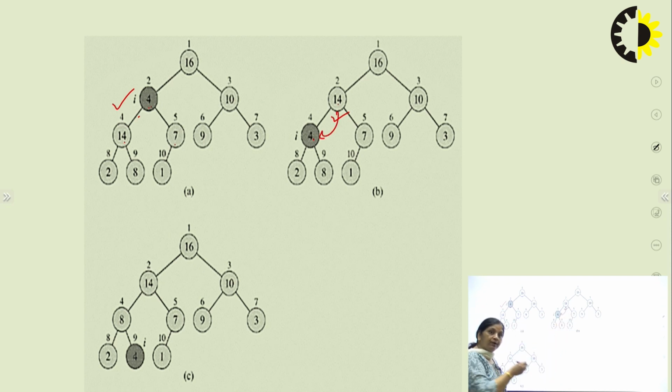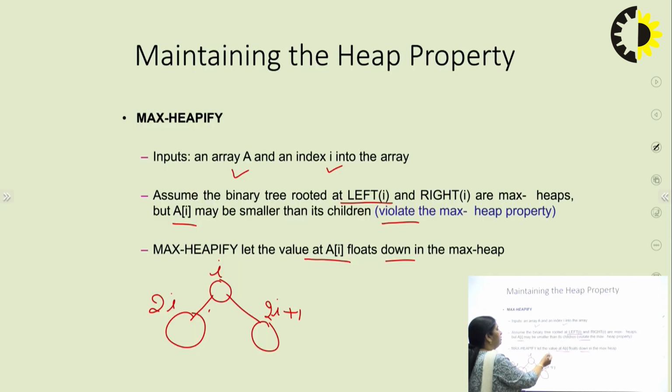Now at the new location where 4 has gone, it may violate again at that level. So again it will be checked. What is the maximum among 4's children, 2 and 8? That is 8. So 8 has been shifted to the level above. This is max heapify. We have put 4 at its proper location. That is our aim. When A[i] is violating the property, A[i] floats down in the max heap. So that is our heapify method.